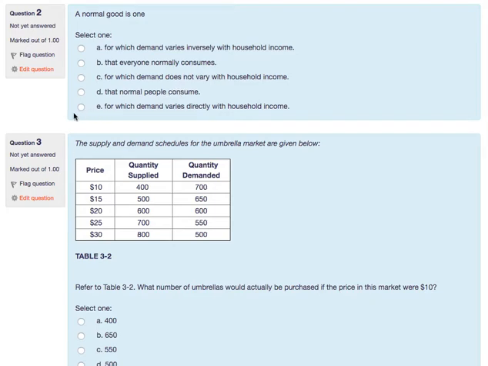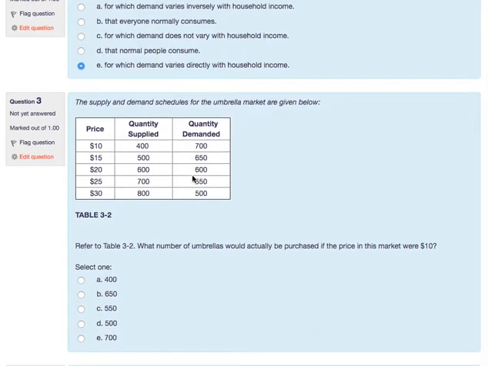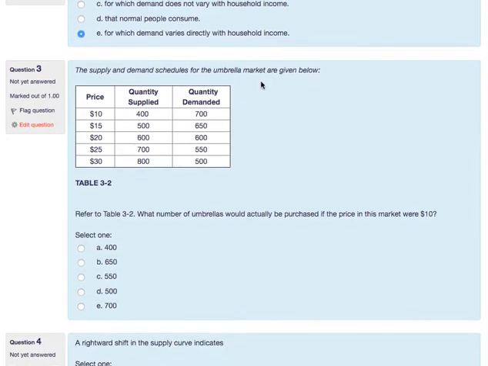"For which demand varies directly with household income." What it means by directly is that it's moving in the same direction. So income goes up, and the consumption of this good also goes up. If income were to go up, the demand curve for this product would shift right.